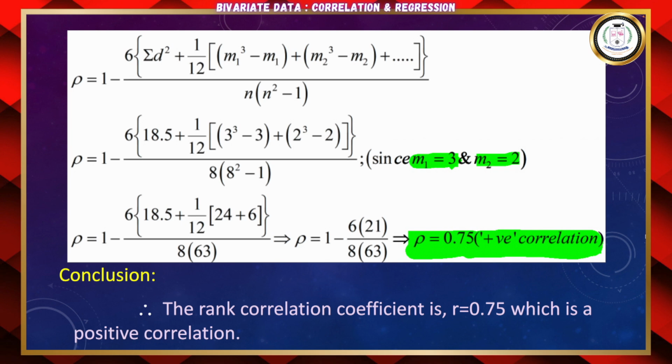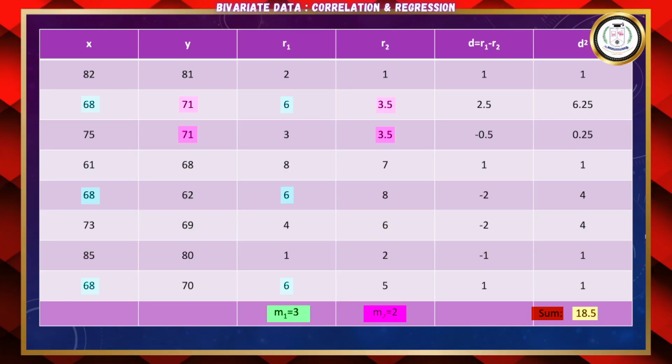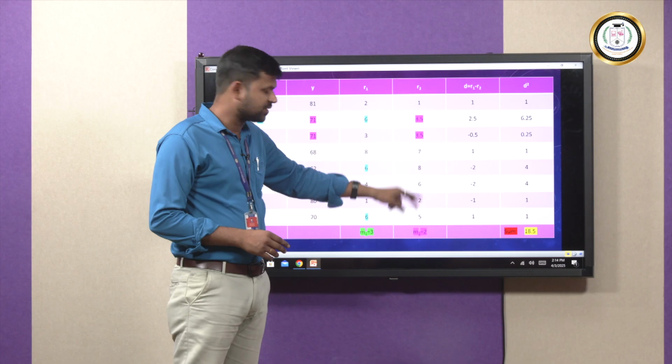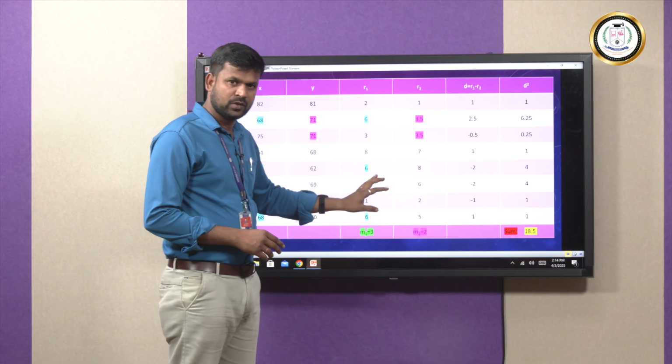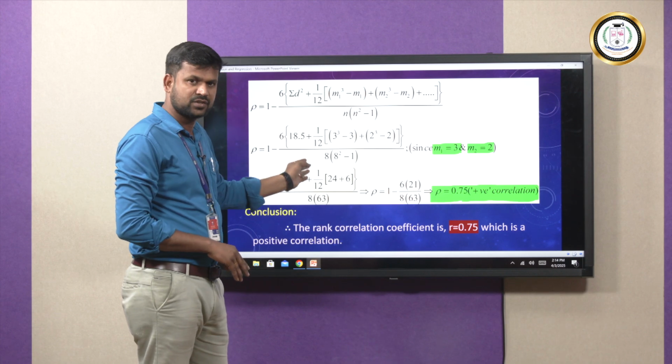Here in this we need to notice what is M1. M1 is nothing but 3, just because in X we have 68 3 times, 68, 68, 68. So 3 times it has been repeated, so M1 equal to 3. In Y we have 3.5 2 times, so M2 equal to 2. So these are the 2 repeated ranks we have. So in the calculation we are going to substitute M1 as 3, so 3 cube minus 3, M2 as 2, so 2 cube minus 2, and after that the calculation is over.